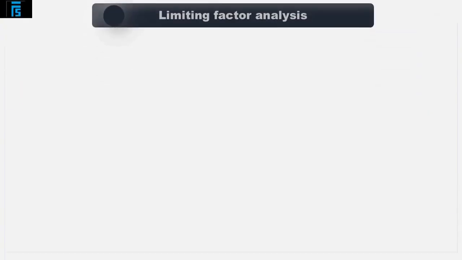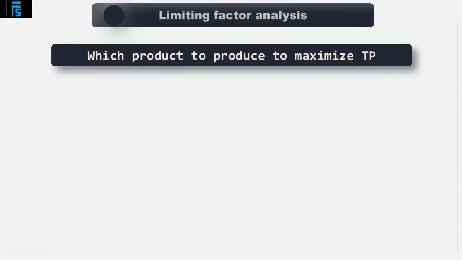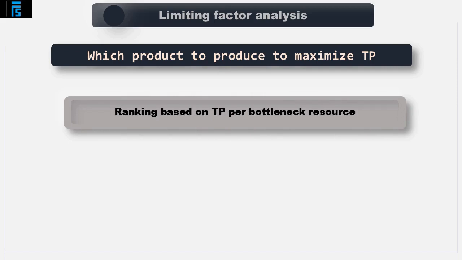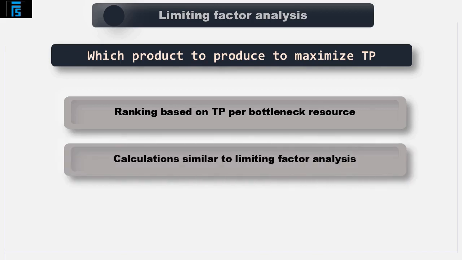Once we know what the constraint or bottleneck is, we can use limiting factor analysis to determine which product or products should be produced to maximise throughput. The calculations are performed in much the same way as for regular limiting factor analysis, but rather than ranking the products based on contribution per limiting factor, we will now rank them based on throughput per bottleneck resource. The product with the highest throughput per bottleneck resource should be produced first, followed by the product with the next best throughput per bottleneck resource, and so on until the bottleneck has been utilised in full. For more information on limiting factor analysis, please see the video covering this topic.